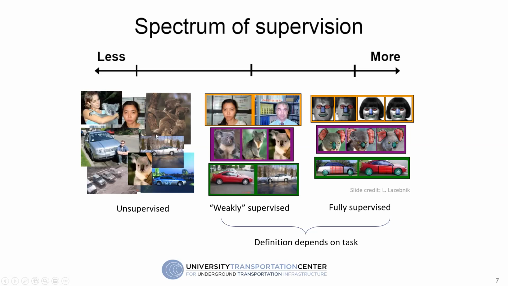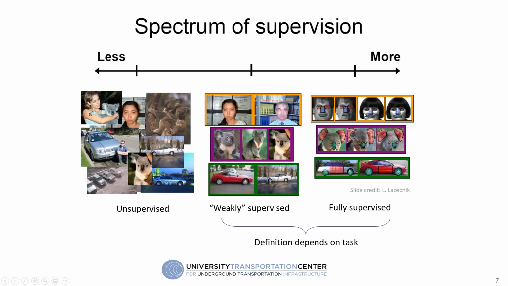As you can see here in the unsupervised case, we can even have a mix of the data, a human being with a koala or a car with a koala. In the weakly supervised case, we at least clean the data and take out the mix. We only have humans, koalas, and cars.